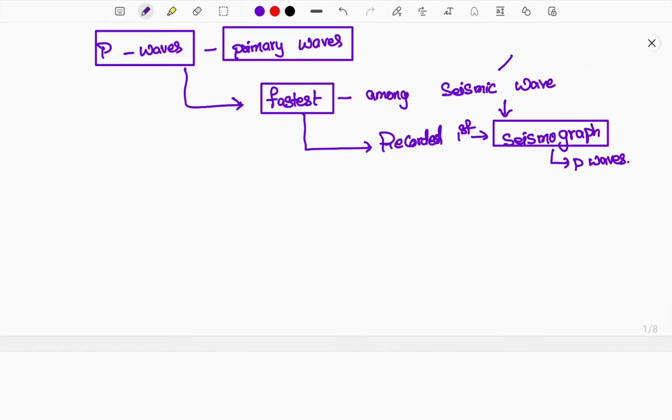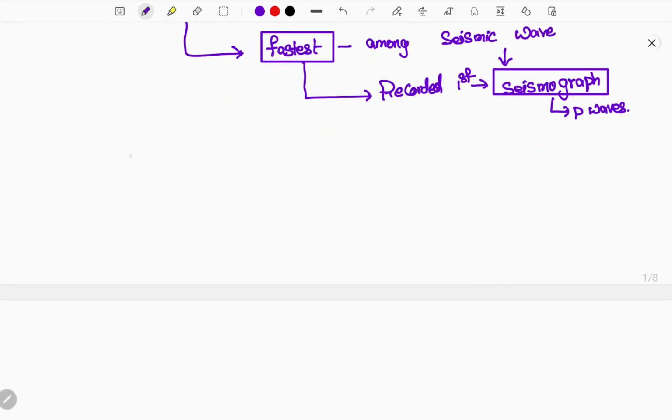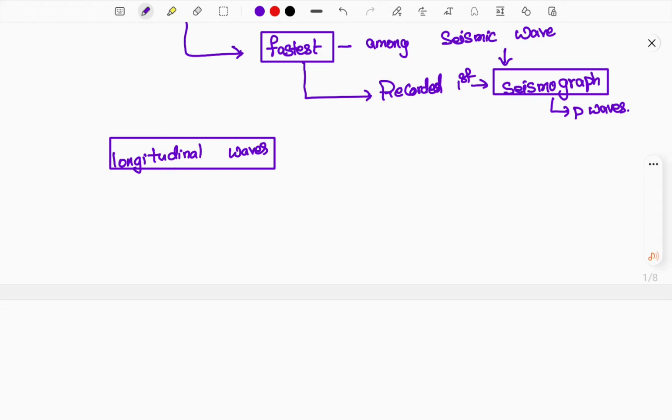Now let us understand that the P wave has other names. What are they? P waves are also called longitudinal waves. Why do you call them longitudinal waves? Here, guys, the longitudinal nature is different; a longitudinal wave is different. It is a nature of it. Because of that nature we call it longitudinal waves.